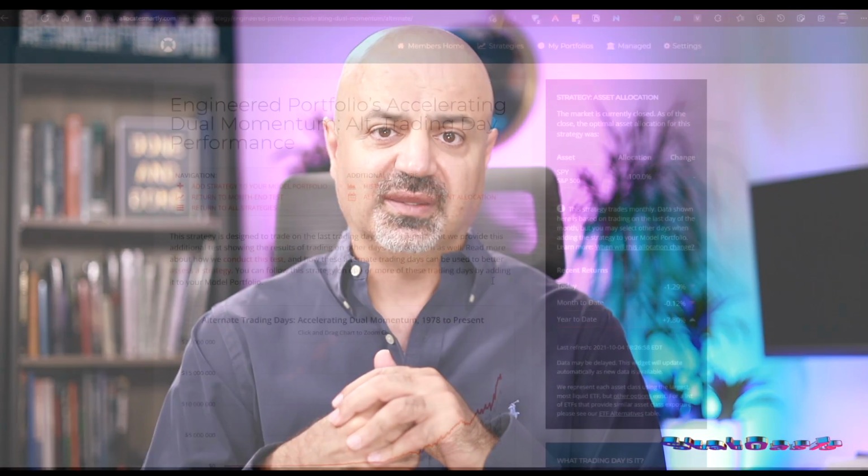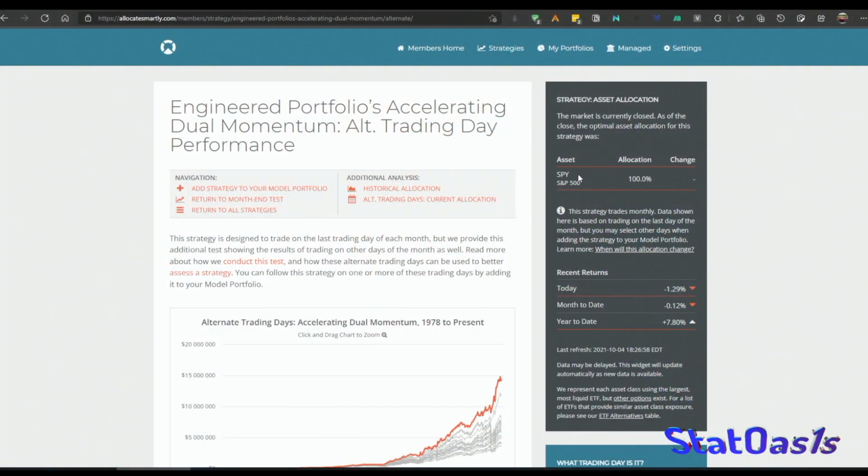And then you can pick which trading day you want to follow the strategy, and it will actually signal to you that, okay, let's say you want to trade on the 20th trading day, then it will signal the change on the 20th day. And here you get the recent returns and, of course, the allocation. Of course, you can dig deeper.